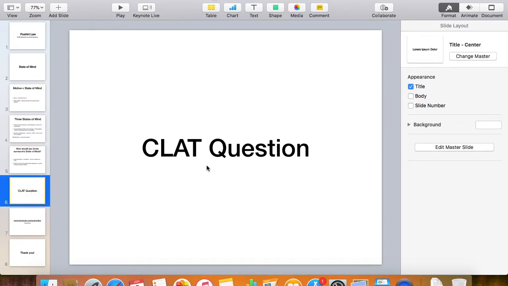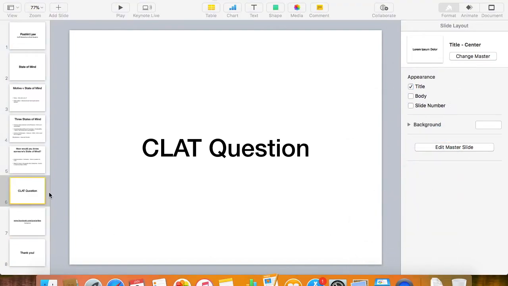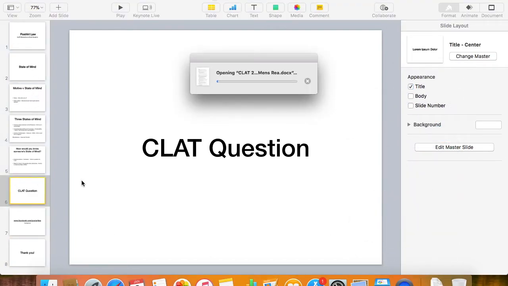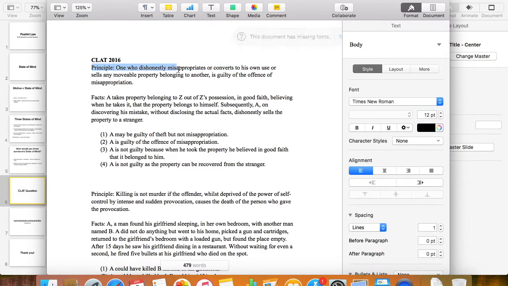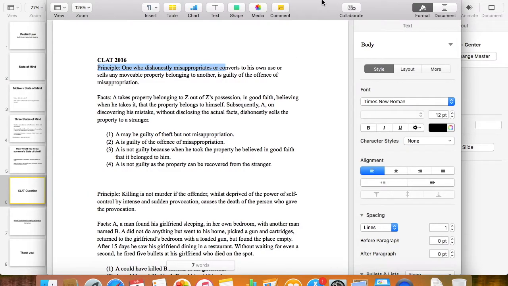Now let's just quickly dive into CLAT questions. Hopefully it will clear out some of the lingering doubts you may have, despite the slides. So let's look at CLAT 2016 questions, right? Let's look at the first question. Here is one who dishonestly misappropriates or converts. I'll increase the size.